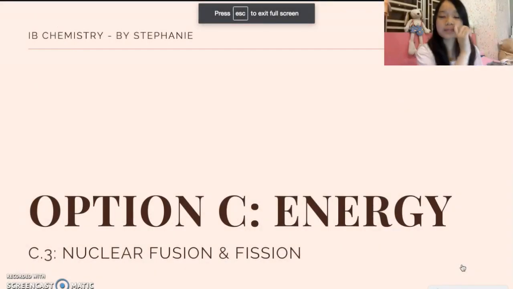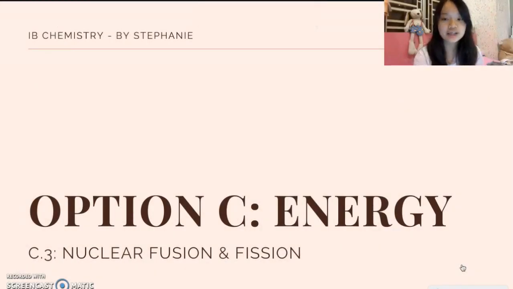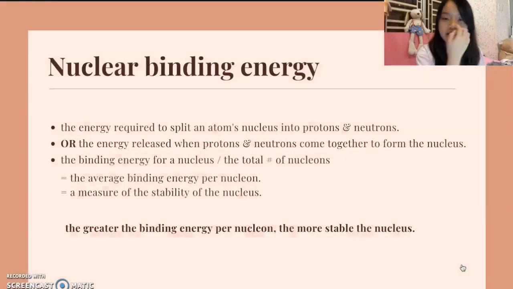In this video, we'll be talking about option C, energy, nuclear fusion, and fission. The first concept that we'll be discussing is nuclear binding energy, which is the energy required to split an atom's nucleus into protons and neutrons, or it can also be understood as the energy released when protons and neutrons come together to form the nucleus.